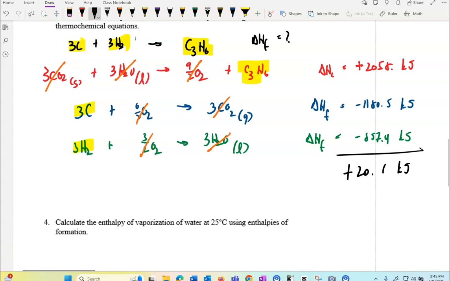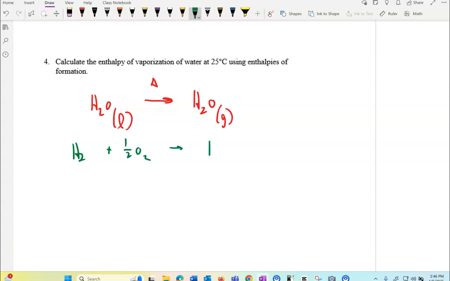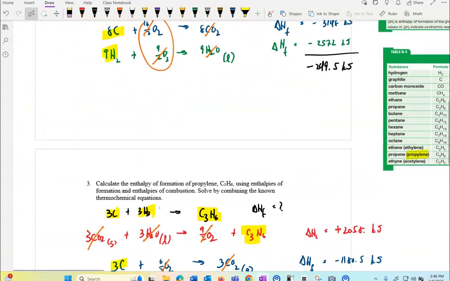Okay, last one. Calculate the enthalpy of vaporization of water at 25 degrees Celsius using enthalpies of formation. Here's how we're going to do this one. What does it look like when we vaporize water? It means we add some heat to our liquid water, and that turns it into water vapor. So there's basically 2 formation equations for making water. One is going to be the formation equation for making liquid water, and according to our table, that has a heat of formation of negative 285.8.